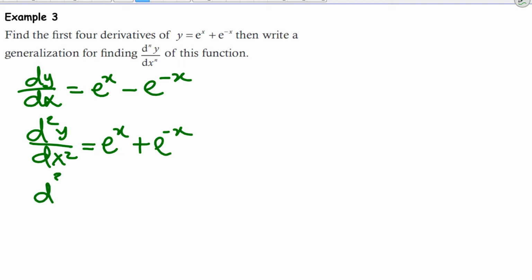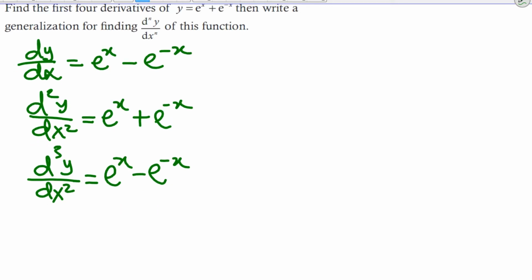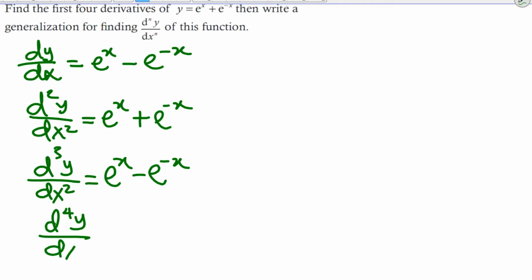The third derivative of this function will be e to the power x minus e to the power negative x. The fourth derivative of this function will be e to the power x plus e to the power negative x. So we can see that there's actually a pattern here. The first derivative is equal to the third derivative, and those are odd powers. And the even powers, for example, the second derivative is equal to the fourth derivative.